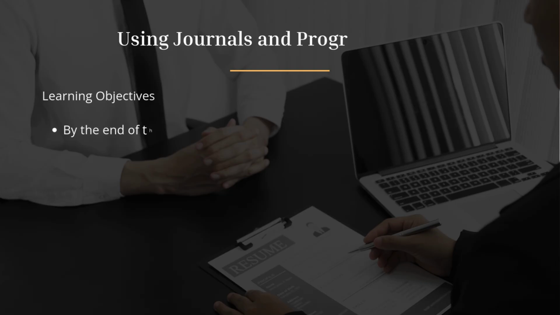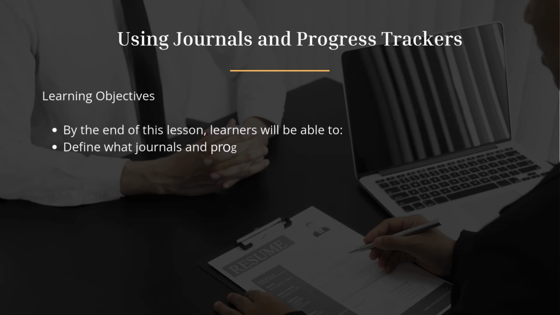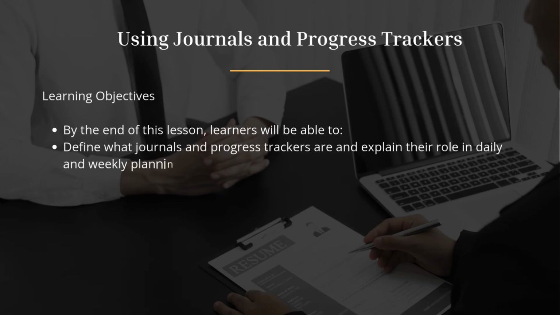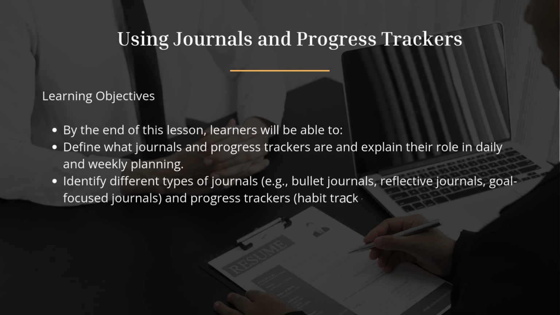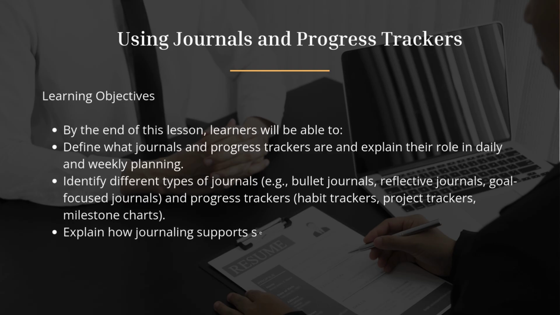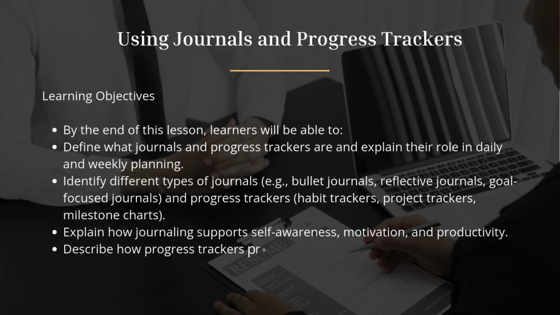Using journals and progress trackers. Learning objectives. By the end of this lesson, learners will be able to define what journals and progress trackers are and explain their role in daily and weekly planning. Identify different types of journals, e.g., bullet journals, reflective journals, goal-focused journals, and progress trackers, habit trackers, project trackers, milestone charts. Explain how journaling supports self-awareness, motivation, and productivity. Describe how progress trackers provide measurable feedback and help in goal achievement.